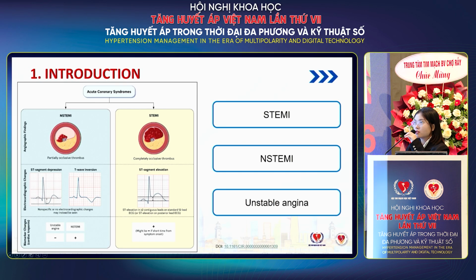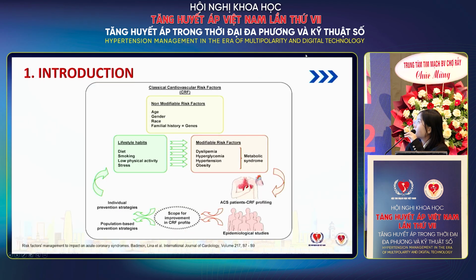So acute coronary syndrome includes ST segment elevation myocardial infarction, known as STEMI, non-STEMI, and unstable angina, which are classified based on angiographic findings, ECG changes, and biomarker changes. As we know, far more important than diagnosing a disease when it occurs is the prevention, controlling the risk factors in order to stop disease progression. And one of the most important risk factors is dyslipidemia.